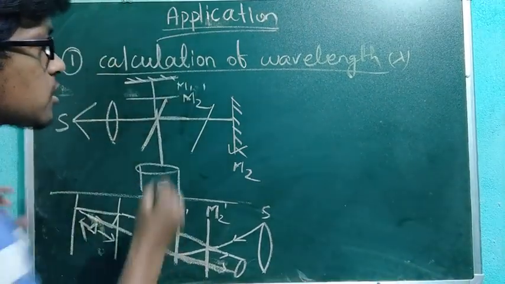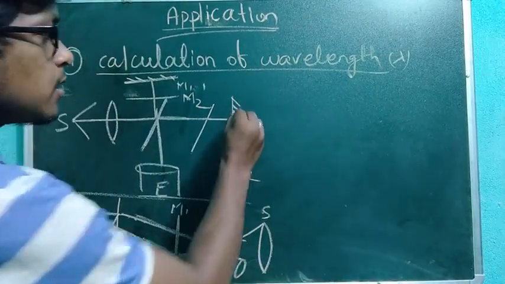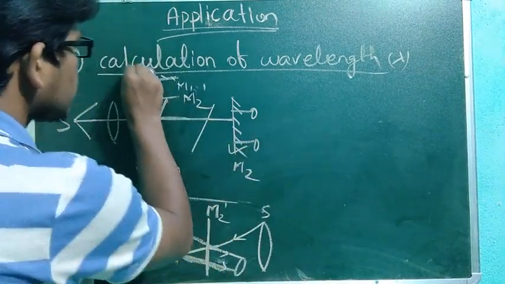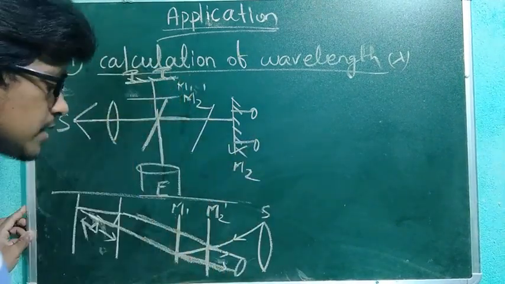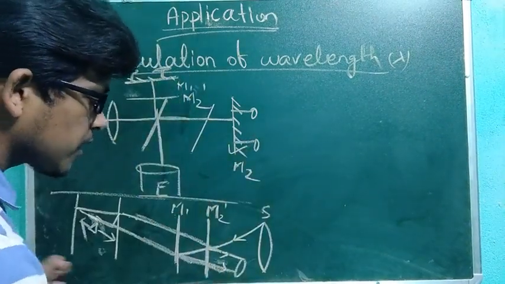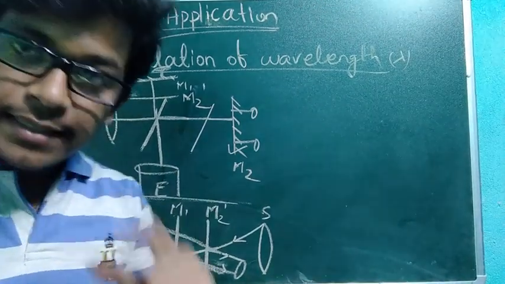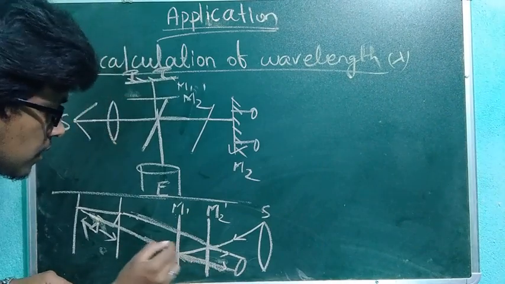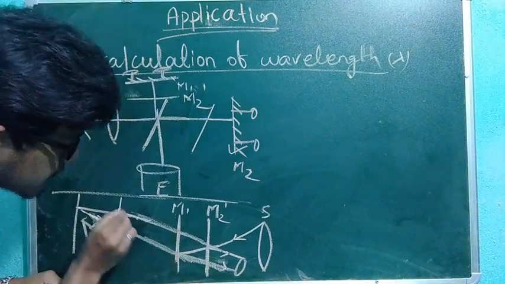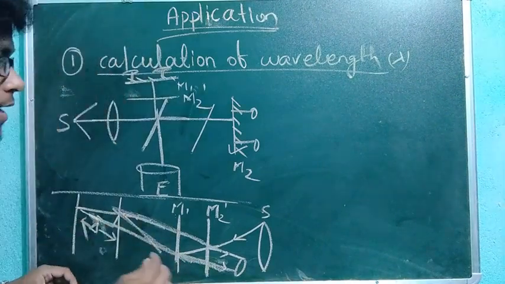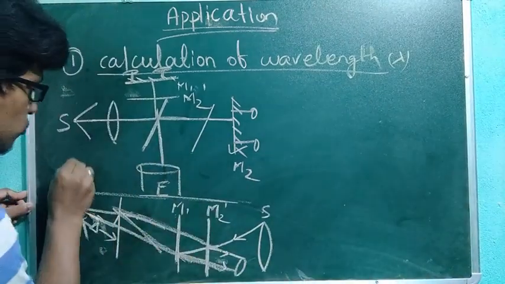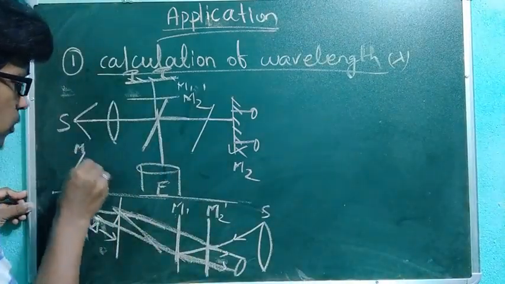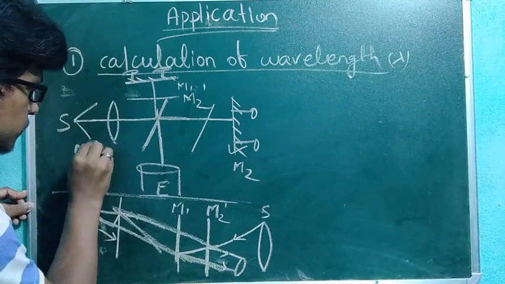If I adjust these two mirrors with the screws in such a way that instead of being parallel they make a certain angle with each other, then we can't get such parallel lines. Otherwise, they will intersect each other like this. In the tilted case, suppose this M1 is like this and your M2 dash is like this, whatever it may be.